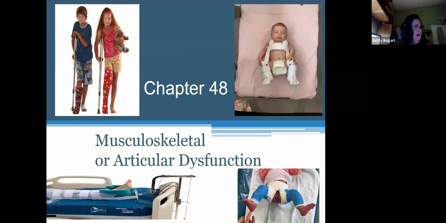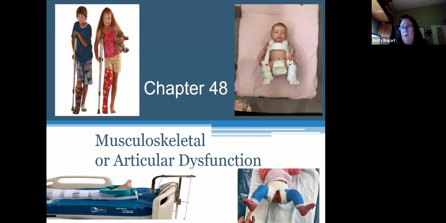So week 9 is muscular, skeletal, and neuromuscular disorders. So let's first start with muscular, skeletal, articular. That means joint problems. So it could be a broken arm and you're now with crutches. It could be that top right one. That's a Pavlik harness. Do you know what a Pavlik harness is used for? That's for hip dysplasia in the infant.